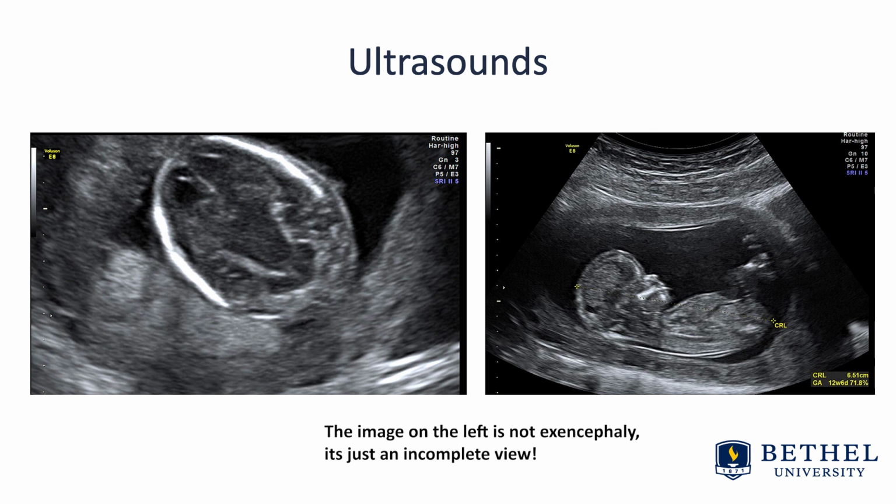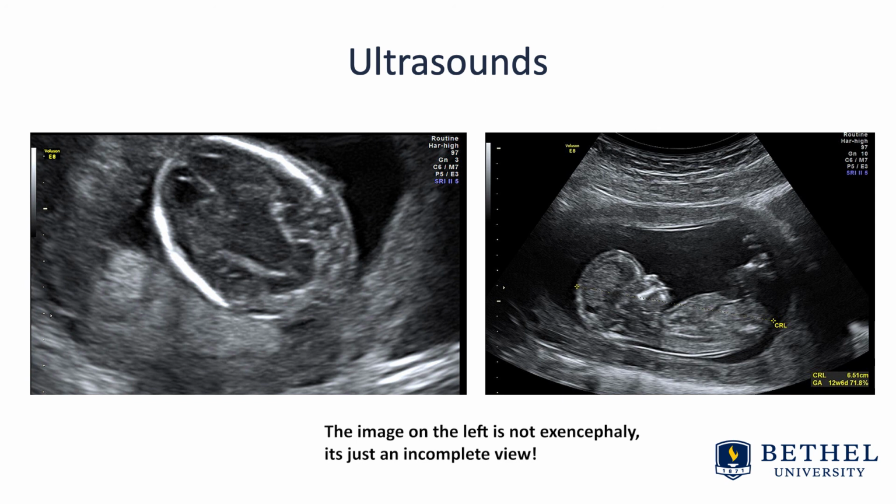On the left, if I remember correctly, this is about a 16-week fetus. This is their head circumference or head measurement. You can see that white part is that ossified bone. This is something when you're looking at it, you can identify exencephaly or anencephaly if you are not able to see complete white skull formation.